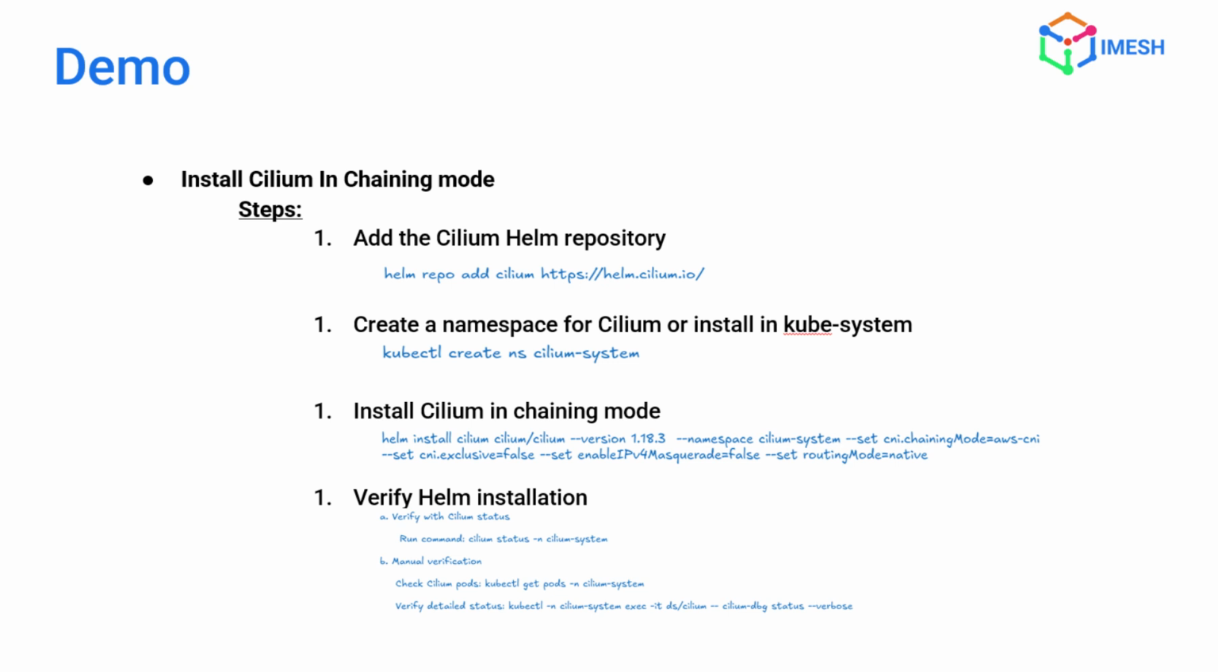Okay, we've covered the theory and the prerequisites, so now we will begin our practical demo. We'll be following the 4 main steps you see on this slide. First, we'll add the Cilium Helm repository to fetch the charts. Second, we'll create a separate namespace for our Cilium installation. Keep in mind this is optional. You could also install it in kube-system, but we'll use cilium-system for this demo to keep things organized. Third, we'll run the main Helm install command with the specific flags for chaining mode, and finally, we'll verify the installation to make sure everything is running.